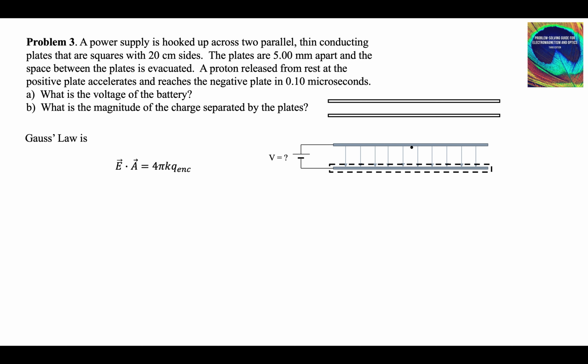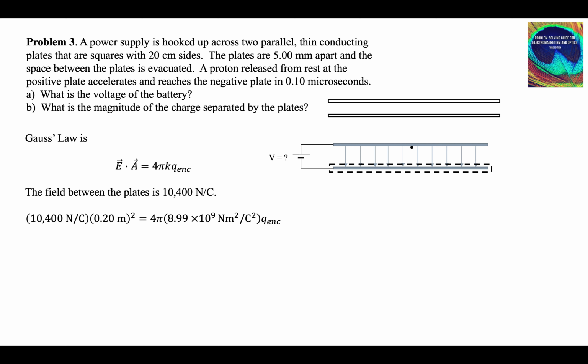So Gauss's law: E dot A is 4 pi k q enclosed. The field is penetrating at a right angle on the top surface. We know what the field is, 10,400 newtons per coulomb. There's the area of the top plate alone: 20 centimeters by 20 centimeters, which is 0.2 meters by 0.2 meters. It's a square, so the area is the length of one of the sides squared. I put in the constant. The only thing we don't know is the charge enclosed. We can solve for it.